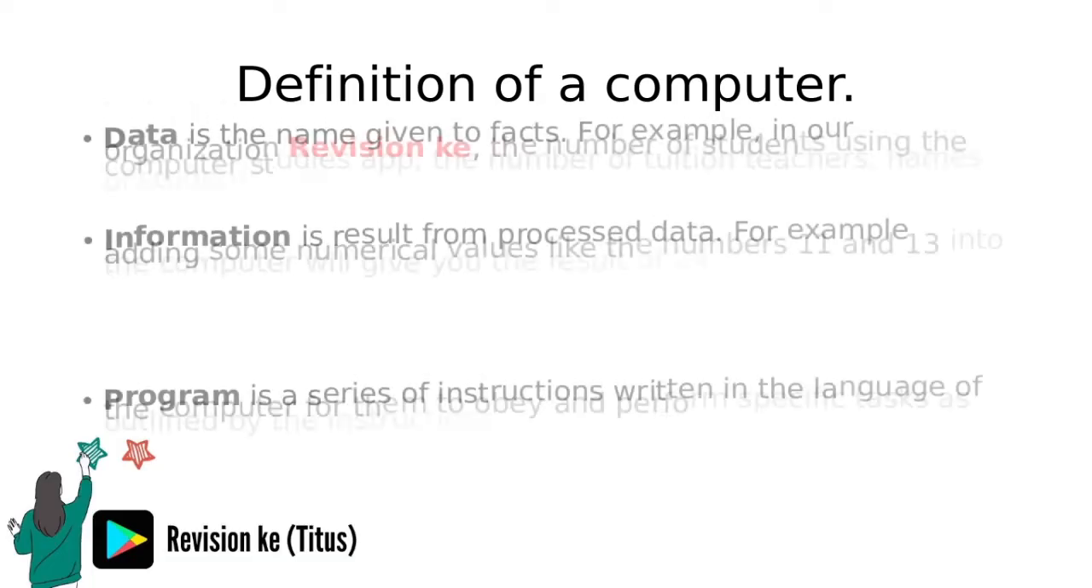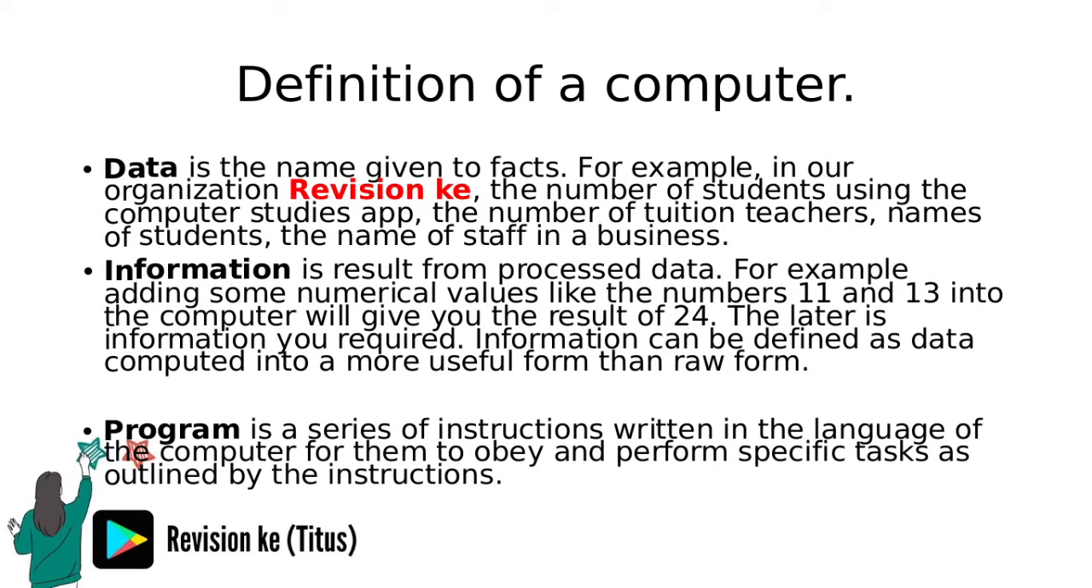So the first topic, we are going to define what a computer is, and in our definition of what a computer is, we are going to encounter three key words which we need to define right now, so that when we get to the definition we are able to understand what a computer is. And so the first word is data. Data is a name given to facts.